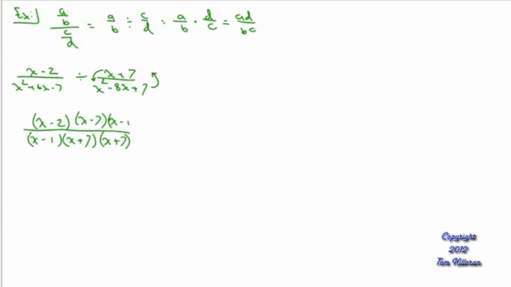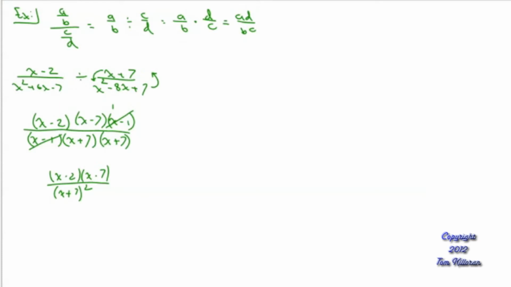Okay, so now everything's on the right side. X minus 2, does it cancel? No. X minus 7? No. X plus 7? No. Wait a minute, I'm missing one. X minus 1, I'm sorry. X minus 1 cancels. That's it, isn't it? So do we FOIL the remainder? Please don't. Leave it alone. This is x minus 2, x minus 7, over x plus 7 squared. Just leave it alone. It actually is neater this way.